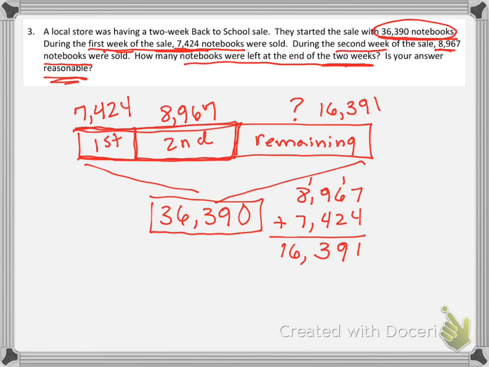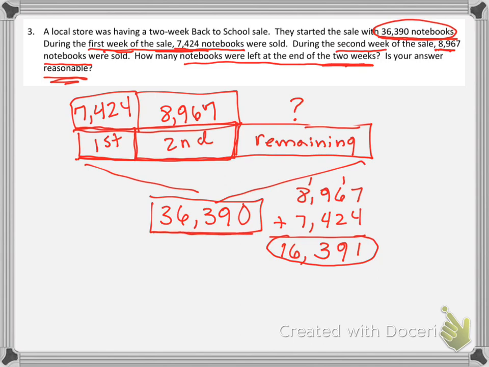Oh, excuse me. No, it's not the missing value. That is the total of these two parts of the tape. Now we need to take this value and subtract it from the total. So 36,390 take away 16,391. Now remember, when we're doing the standard algorithm of subtraction, we need to regroup and then subtract.